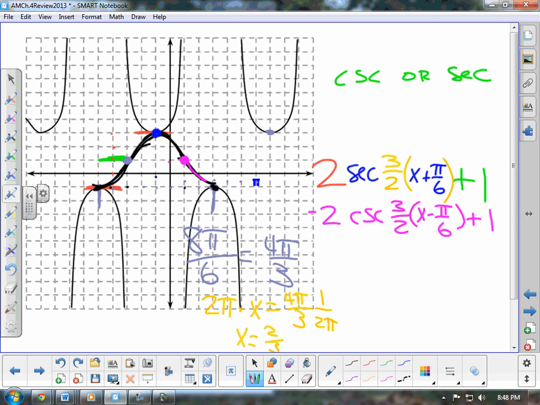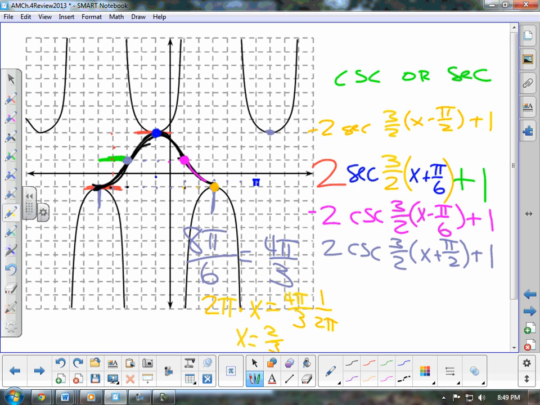If you went to that point, then you would have, leave it as 2 cosecant 3/2, and x, it's 3 to the left, so 3 pi over 6 would be the same as pi over 2, plus 1. And I suppose if you really wanted to, you could even use this coordinate here. That would be a -2 secant 3/2 and x minus pi over 2 plus 1.